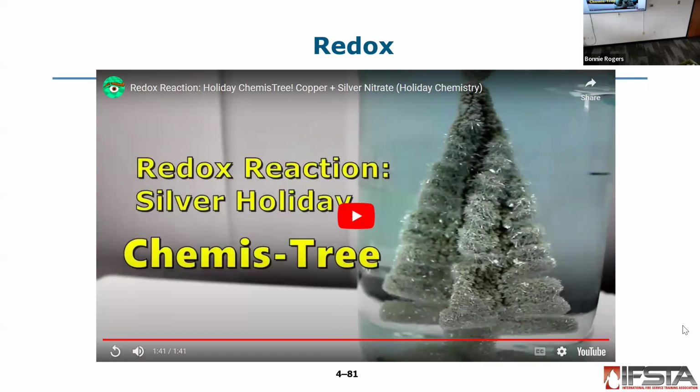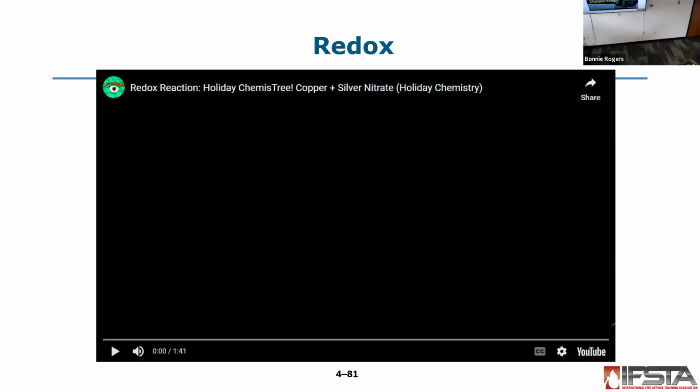I thought it was kind of cool. So if you have any copper and silver nitrate laying around in your Christmas trees.